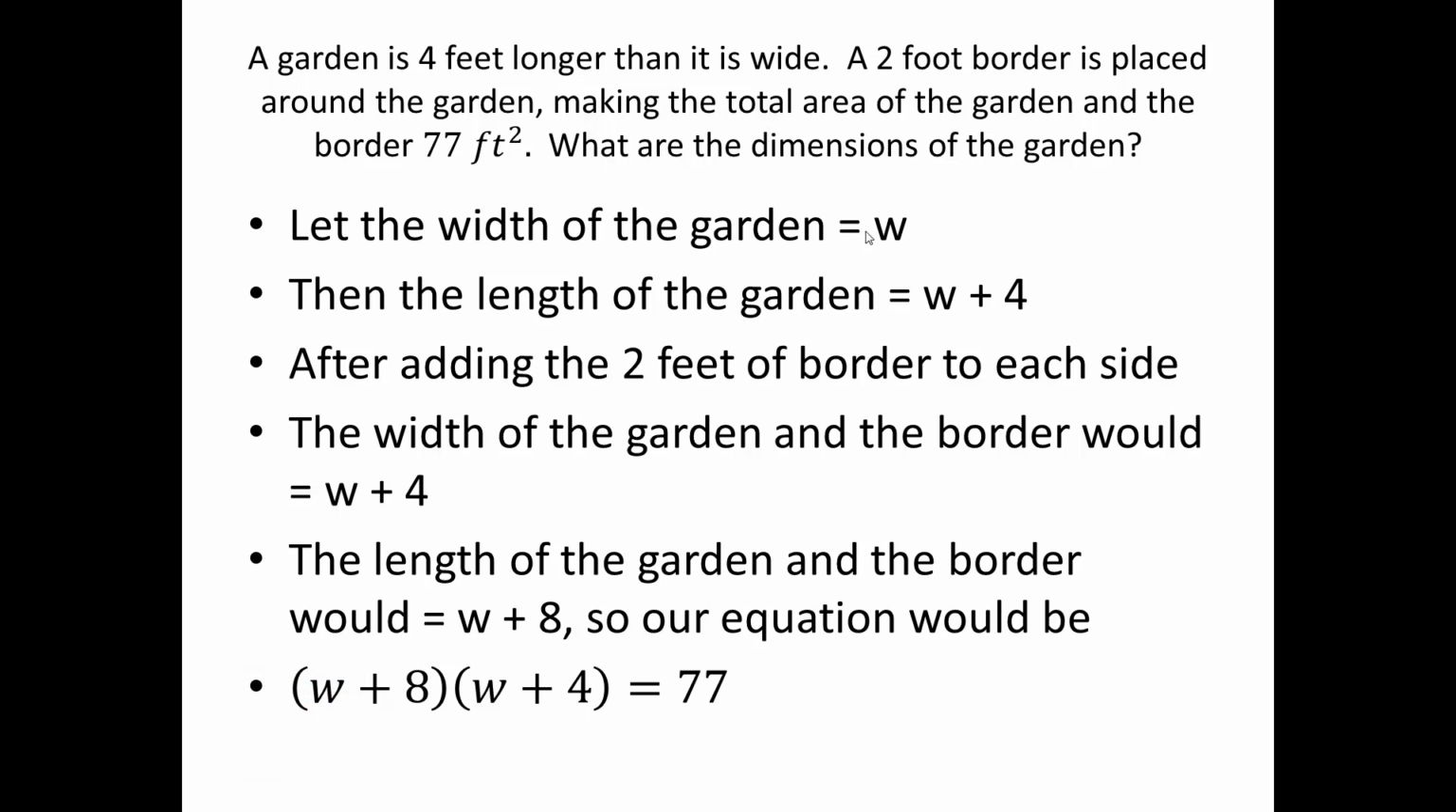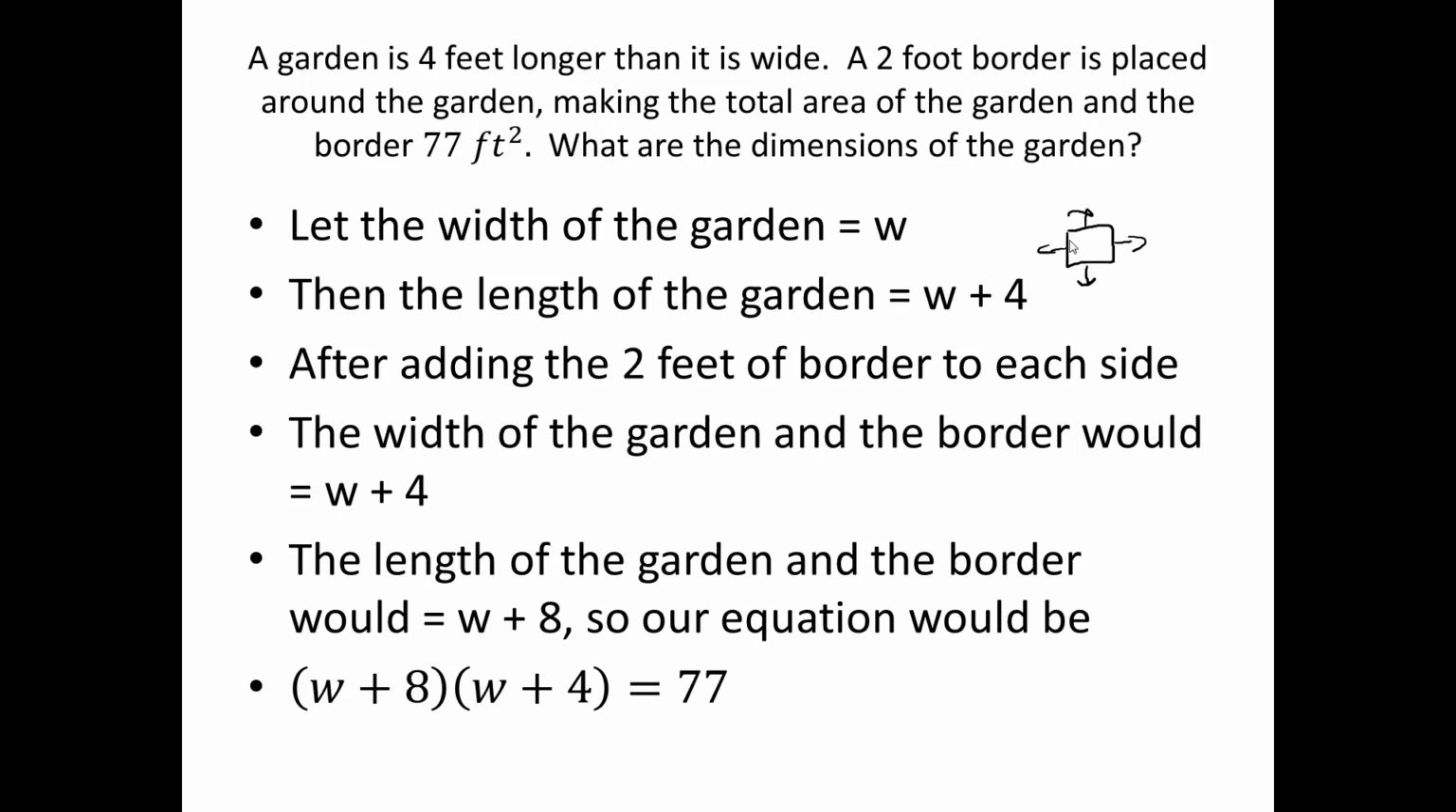Well, let's see what we know. Let's let the width of the garden be W. That means that the length of our garden is 4 more than that, so it's W plus 4. Now we add a border around this garden. So we add a 2 feet border around this garden that we start off here, and then we add 2 feet here, here, here, and here.